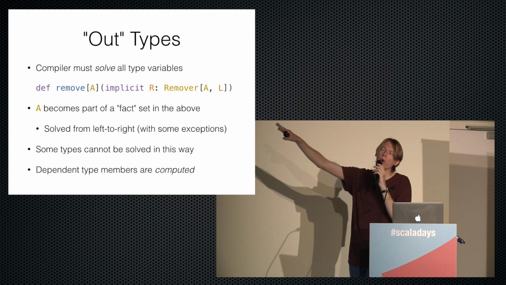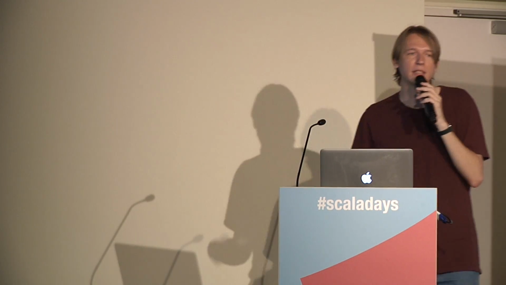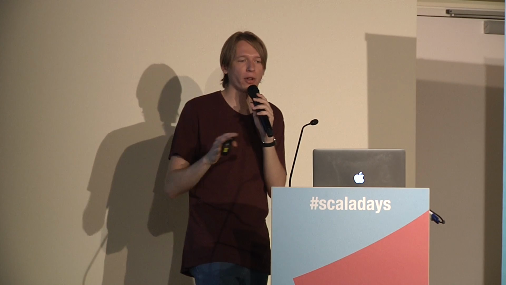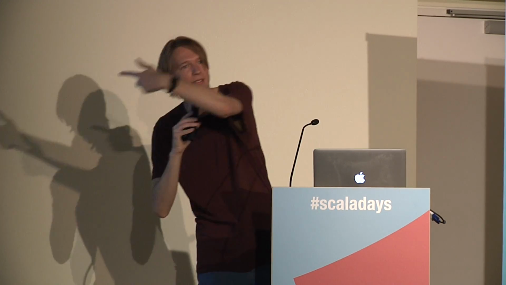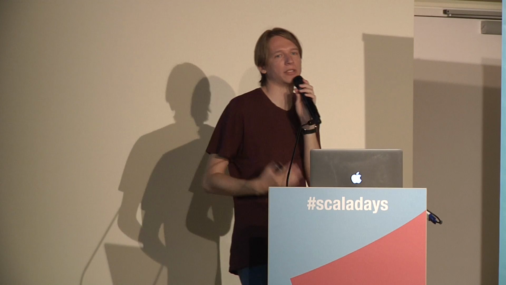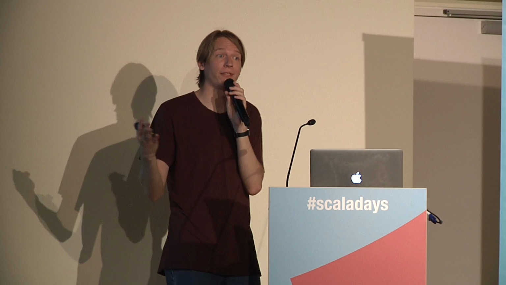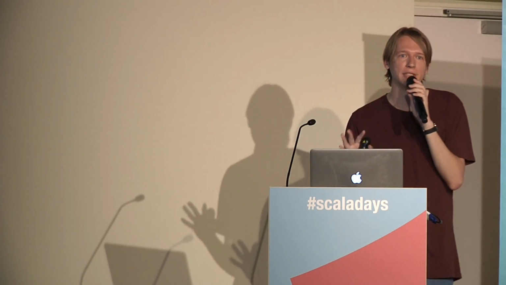So in the case of remove, this is kind of a trivial example. With remove, we're actually specifying, well, we want A to be an Int, right? But in the general case, the compiler is going to have to solve this stuff. And so A becomes part of a fact set that the compiler is trying to solve. And it's going to solve it more or less from left to right. There are some exceptions to this, but it basically just drills through the parameter list and goes in that direction. The problem is that partially due to bugs in scalac, some types can't actually be solved like this. Some of this is due to the infamous SI-2712, which is of course fixed now. Some of it is due to various other de-aliasing things. But basically, as a general rule, scalac can't do it all the time.